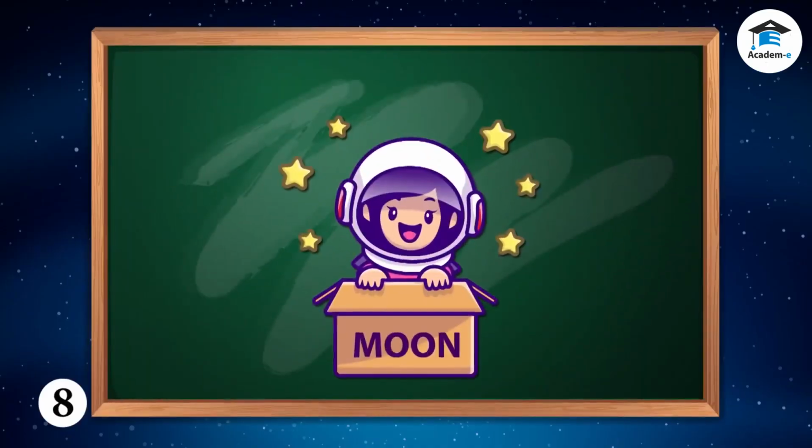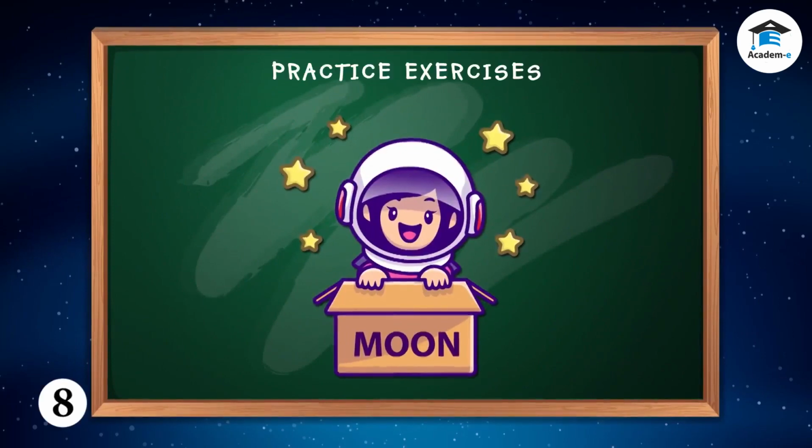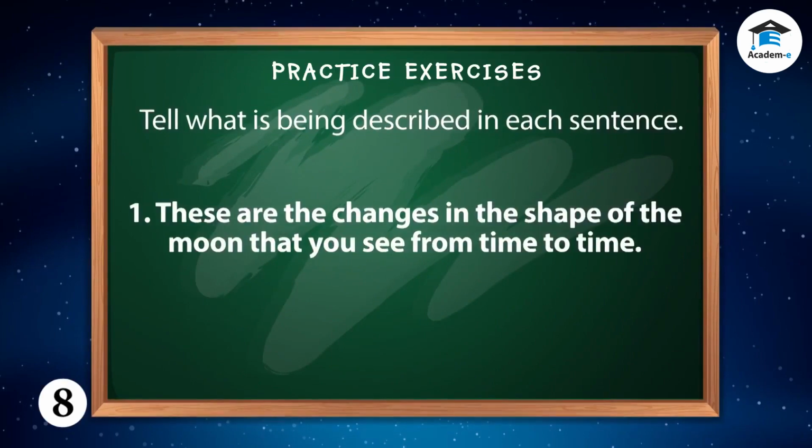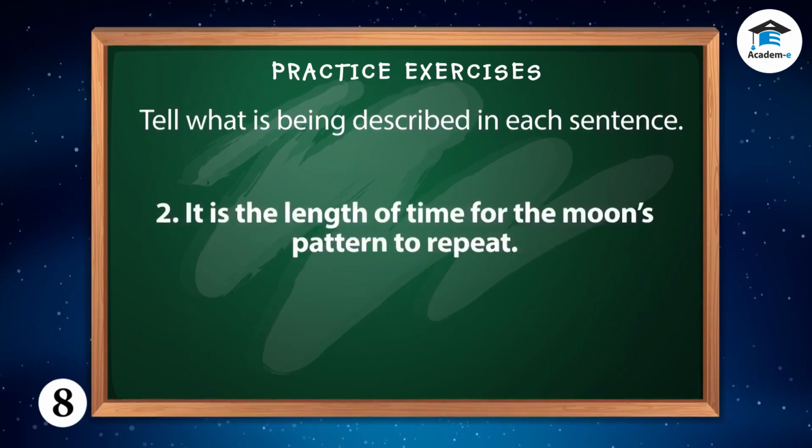To check how well you understood the lesson, let us have a short exercise. Tell what is being described in each sentence. These are the changes in the shape of the moon that you see from time to time. Phases of the moon. It is the length of time for the moon's pattern to repeat.